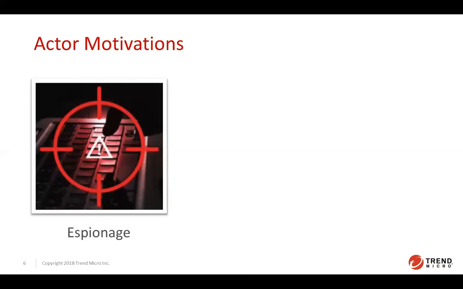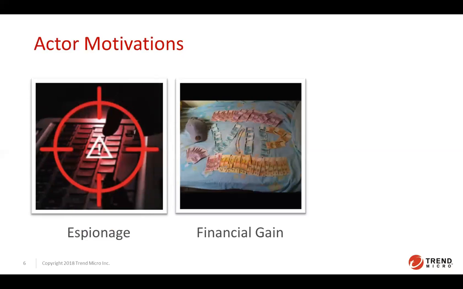First, again, espionage. If I can go into an organization, I can steal intellectual property. Maybe I'm bringing it back to my country to help improve some of the areas that I'm somewhat weak in. I could be going after a competitor. This is where you see a lot of data stealing, data theft, etc.